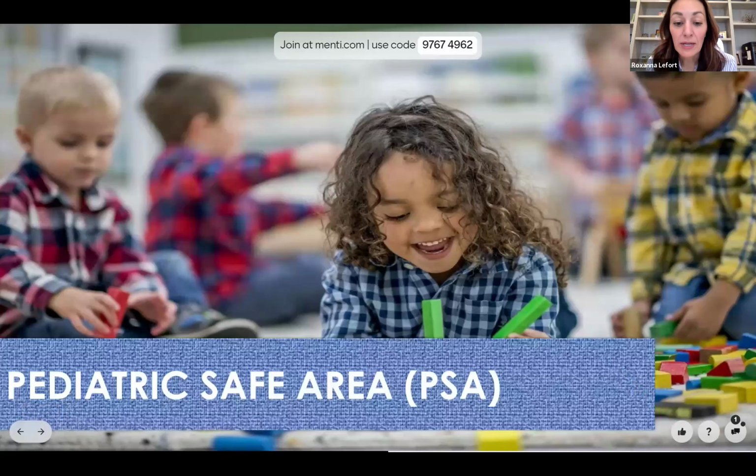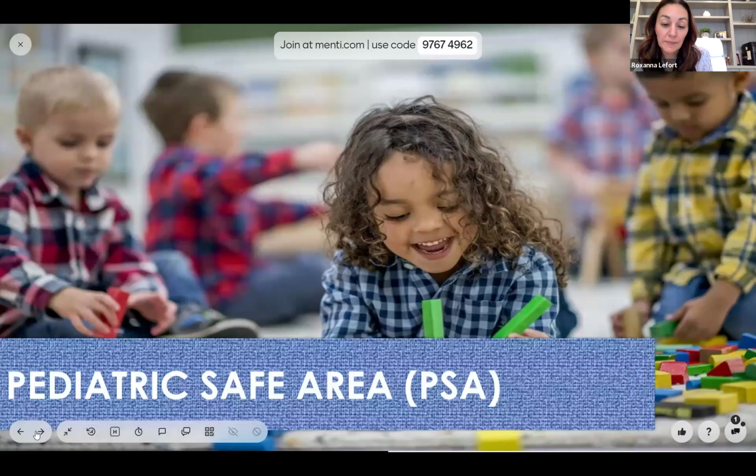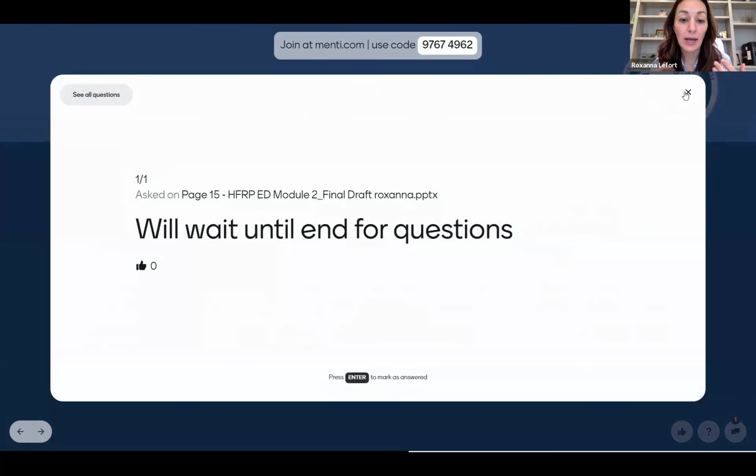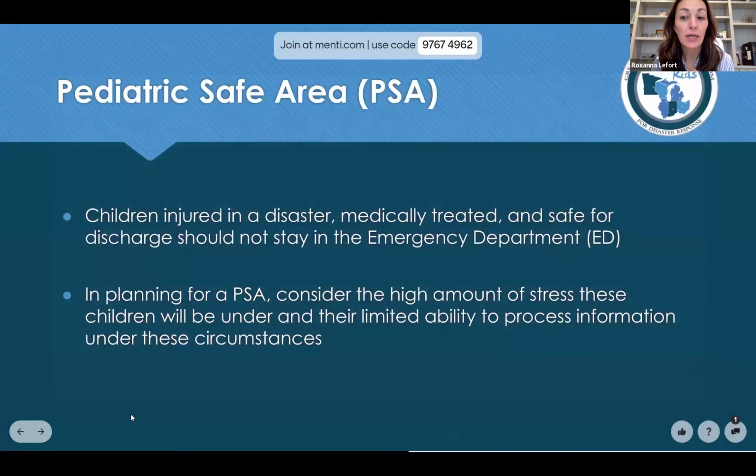So next is the pediatric safe area. Next slide. So this, as I mentioned, I feel like is pretty self-explanatory. It's essentially a location where you can safely place children after they have been treated and essentially would be discharged, but their family is just not there yet.